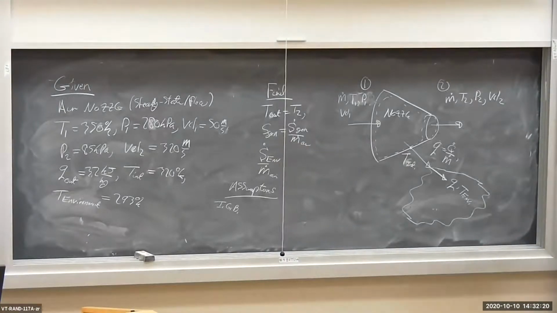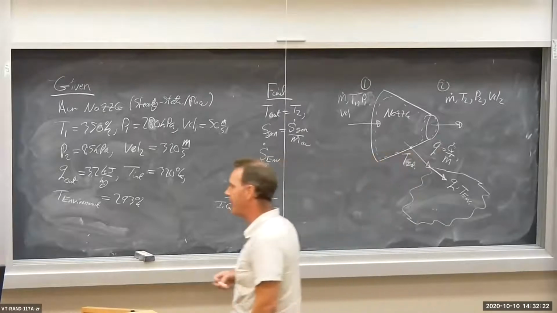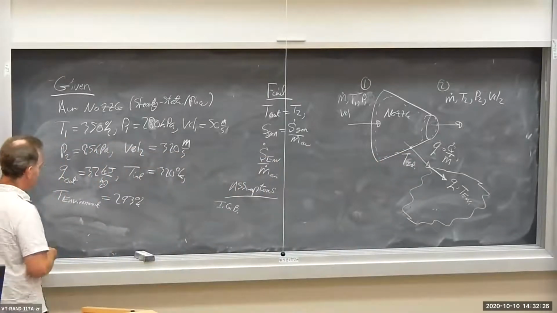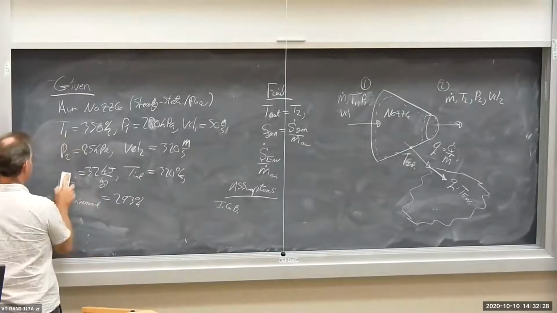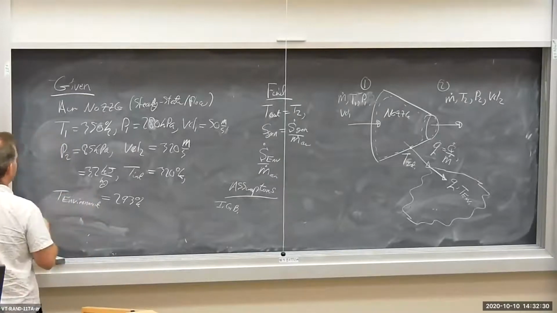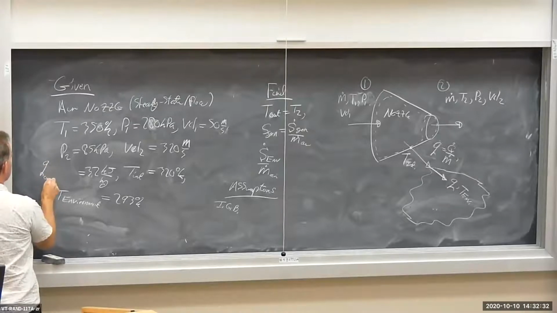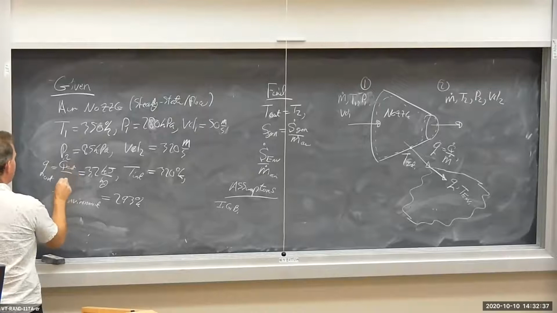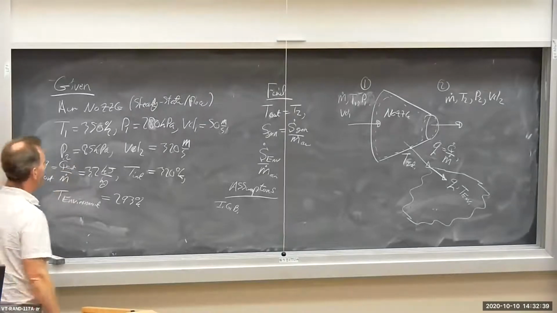Now, a couple of other details here. This is not an adiabatic nozzle. In fact, there is a certain amount of heat transfer. The heat transfer out, and I guess I better explain what the symbol means, is the rate of heat transfer out divided by the mass flow of the air.